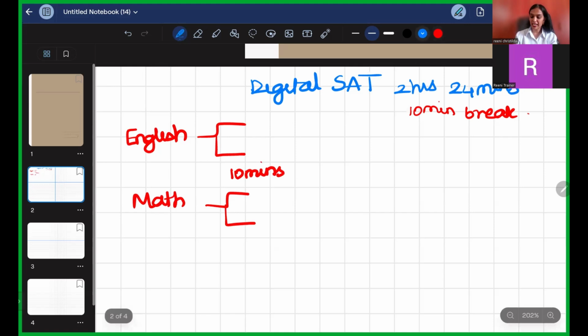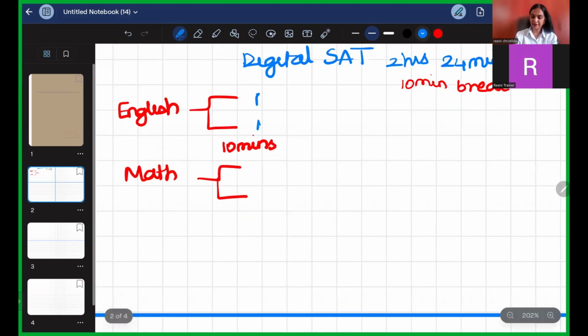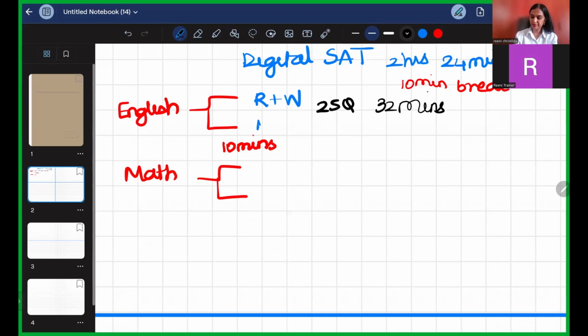So in the first module, you have reading and writing, and you have 25 questions for 32 minutes. Similarly, reading and writing, 25 questions, 32 minutes. So you have the same number of questions in each module, right?